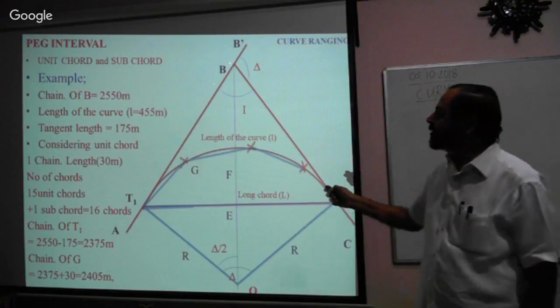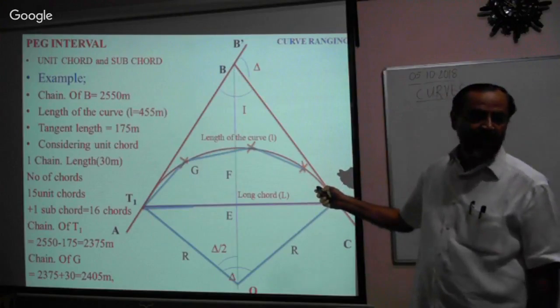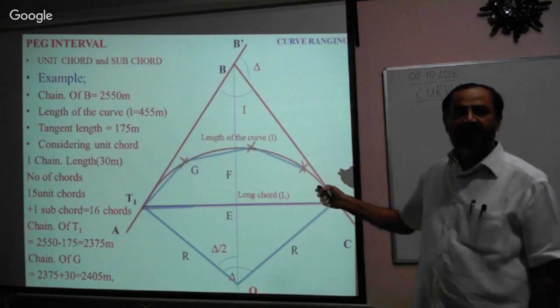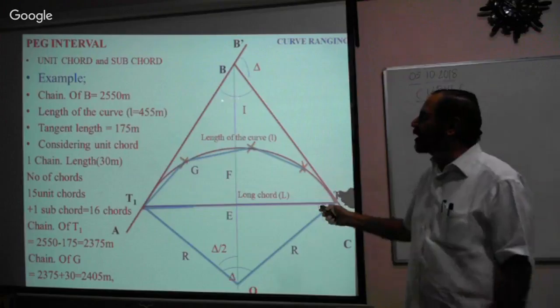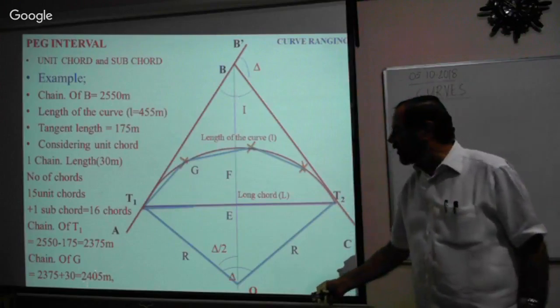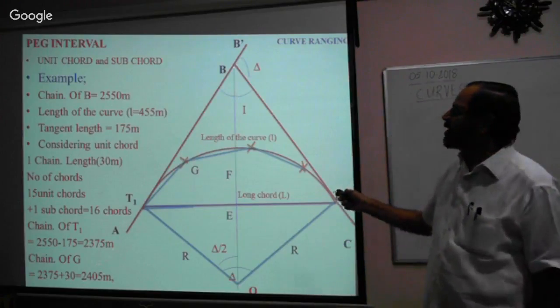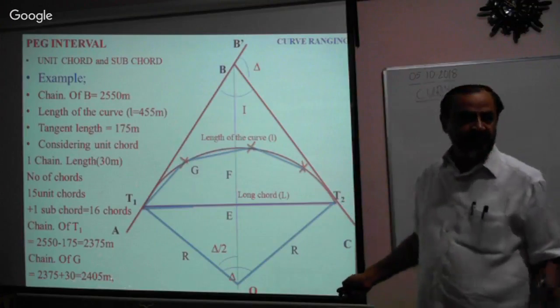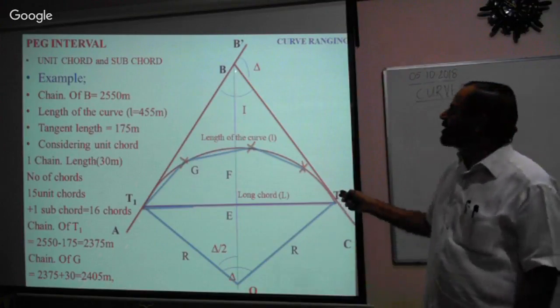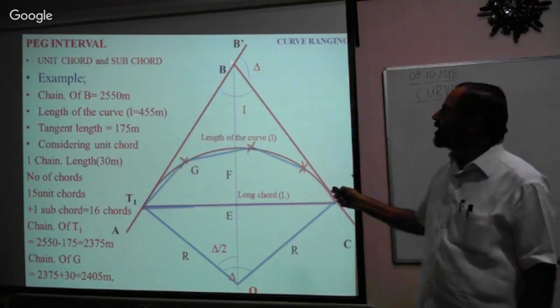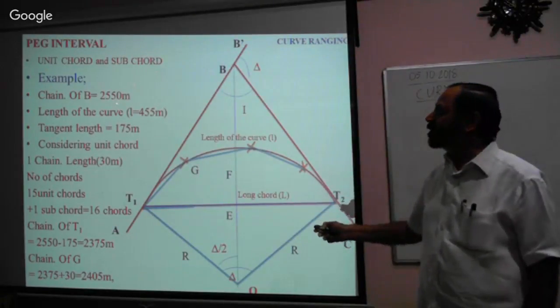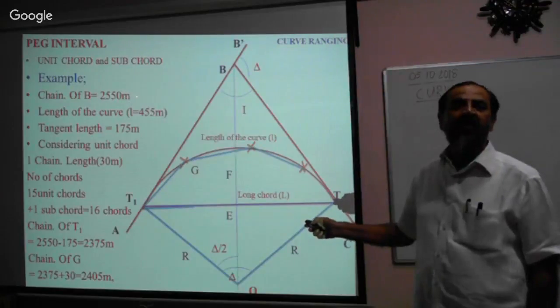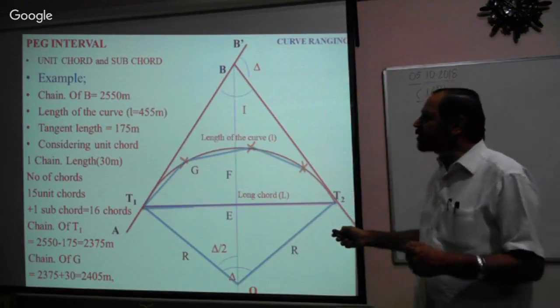2,550 meters. Chainage of this point. Please note, there will be a confusion among students. Now we are traveling from here. We don't know from where we started. It means that from 0 we have started, and far away, at a distance of 2,550 meters, we reached the point of intersection. The chainage of the point of intersection is 2,550 meters, isn't it?